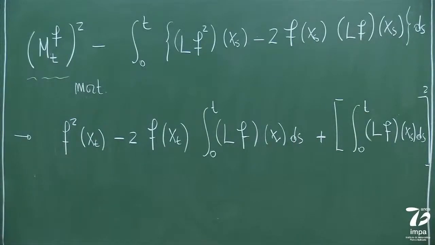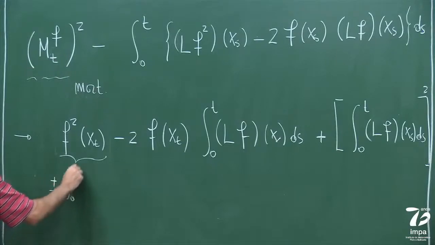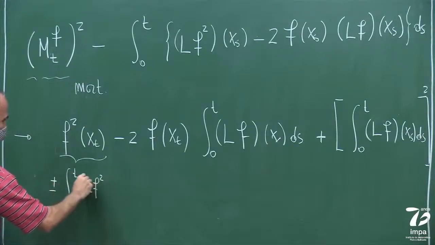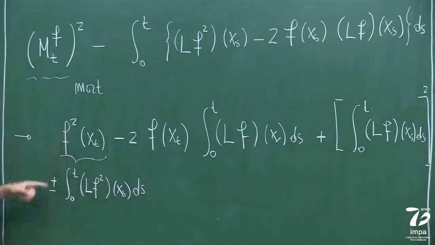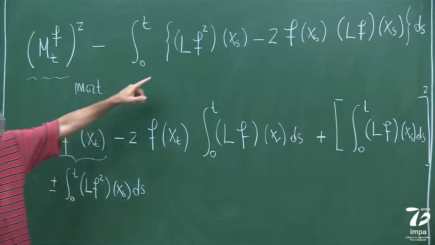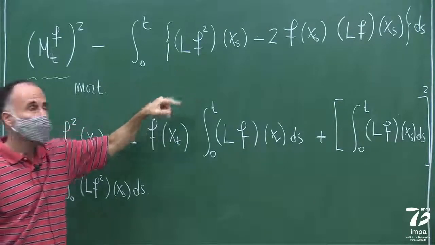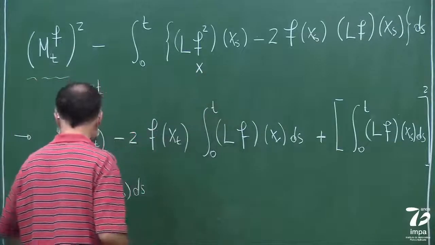Now, I know that if I subtract and add L applied to f squared at X_s, f squared of X_t minus this integral is a martingale. So this is what I do. I add and subtract this martingale. By subtracting, I get a martingale, and the plus will give me a term which will cancel this one. Okay? So this term has been cancelled.